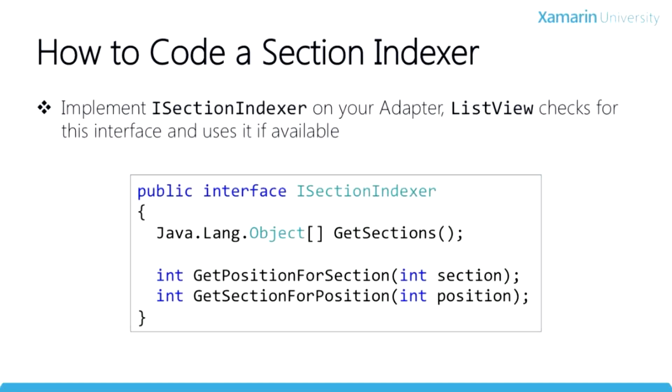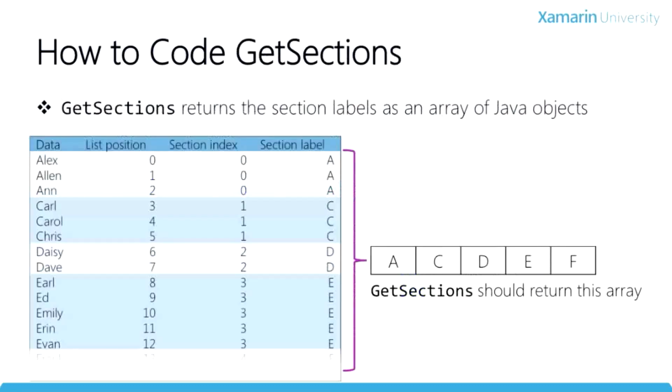Okay, so we have 3 methods that we need to implement. We have the GetSections, the GetPositionForSection, and the GetSectionForPosition. Let's drill into these in a little bit more detail now. So let's look at our first method, which is GetSections.